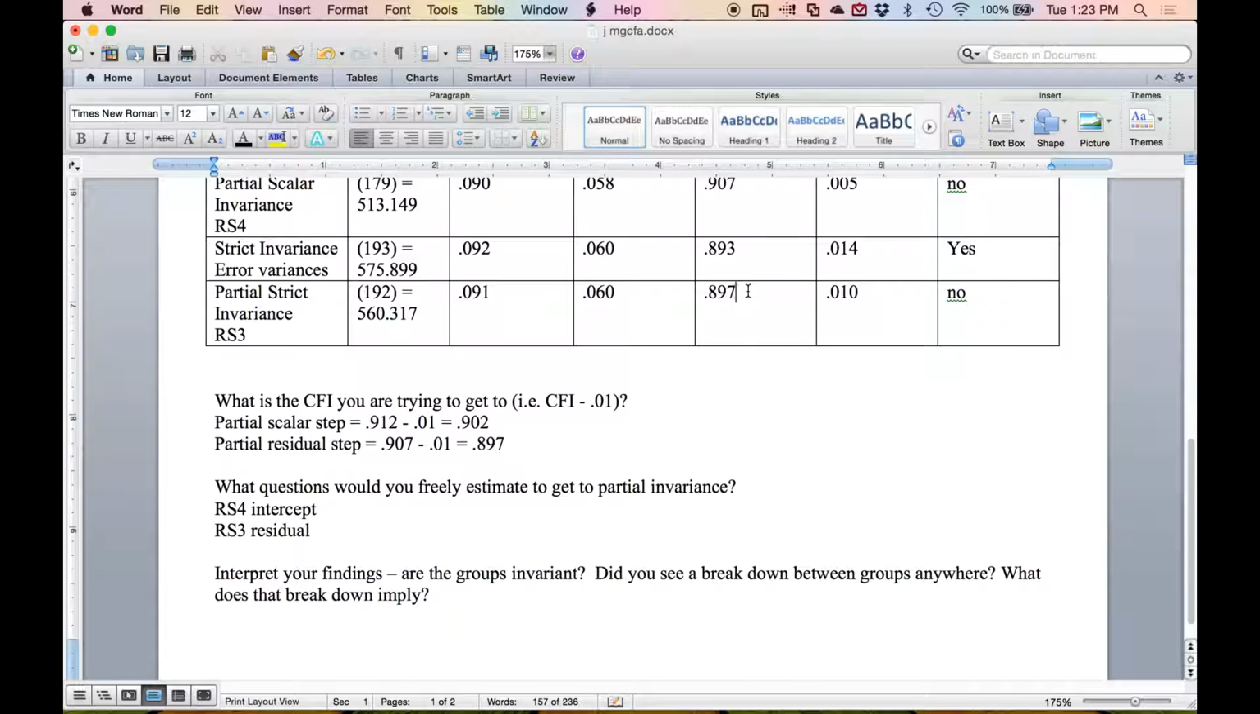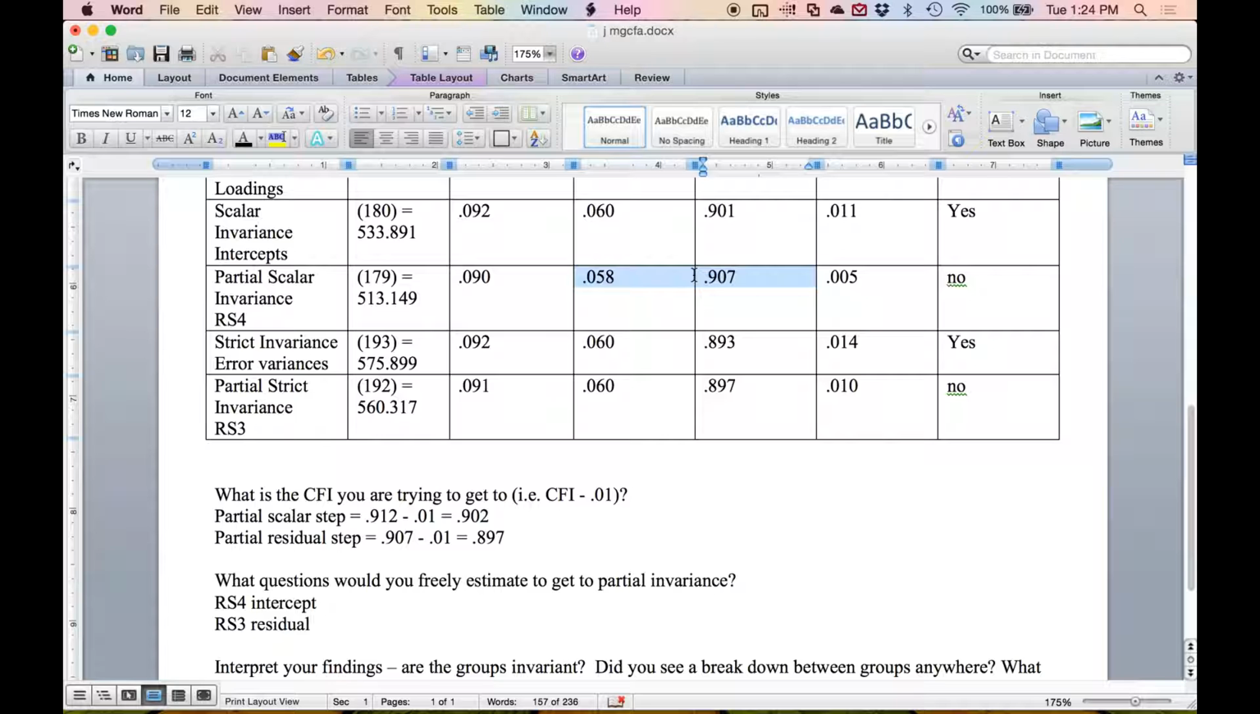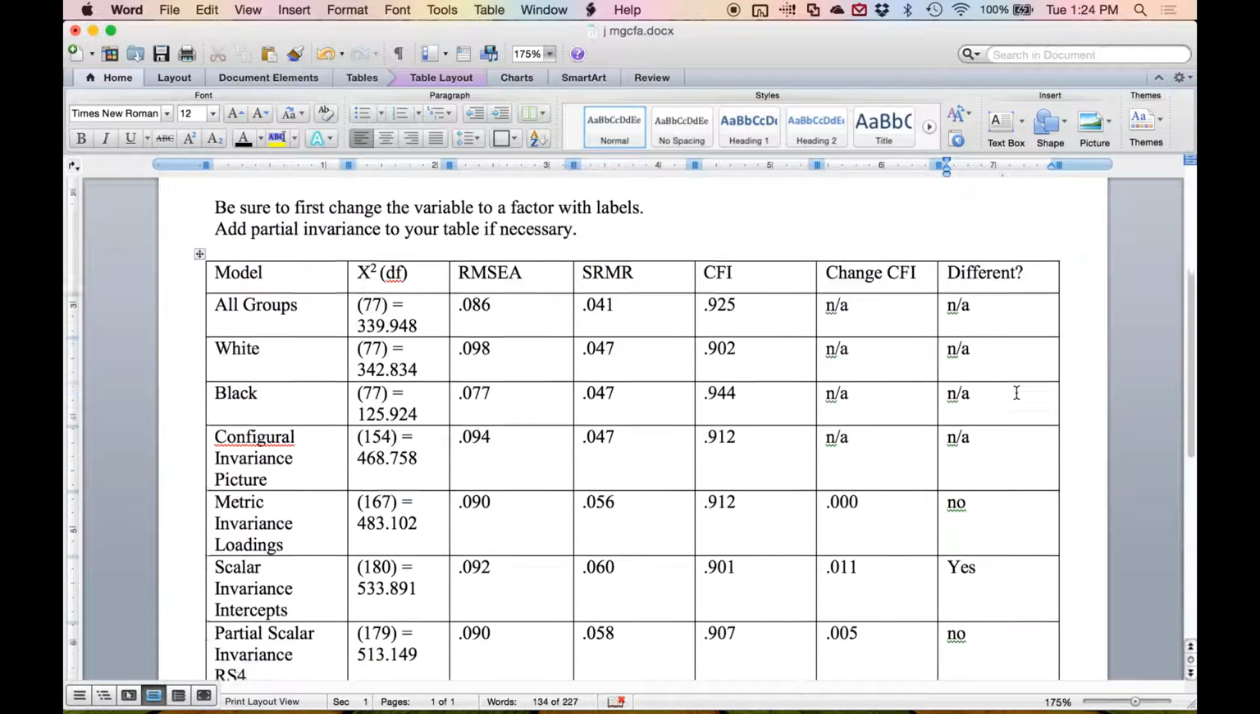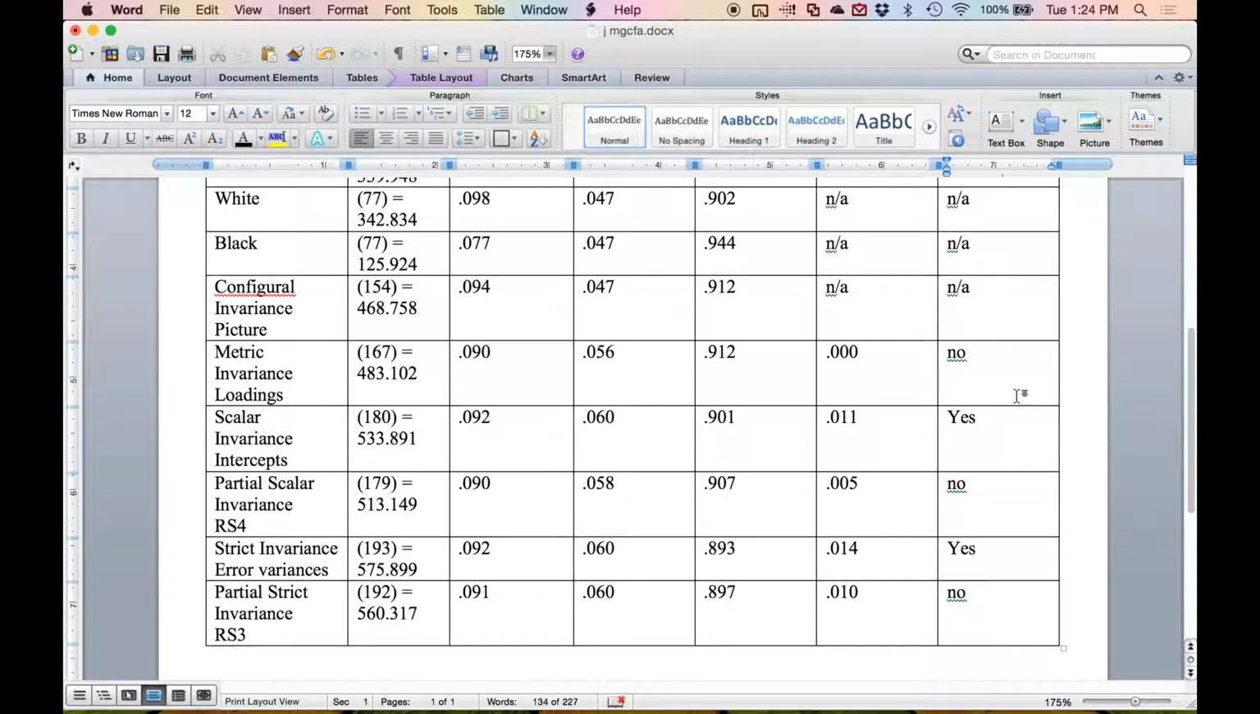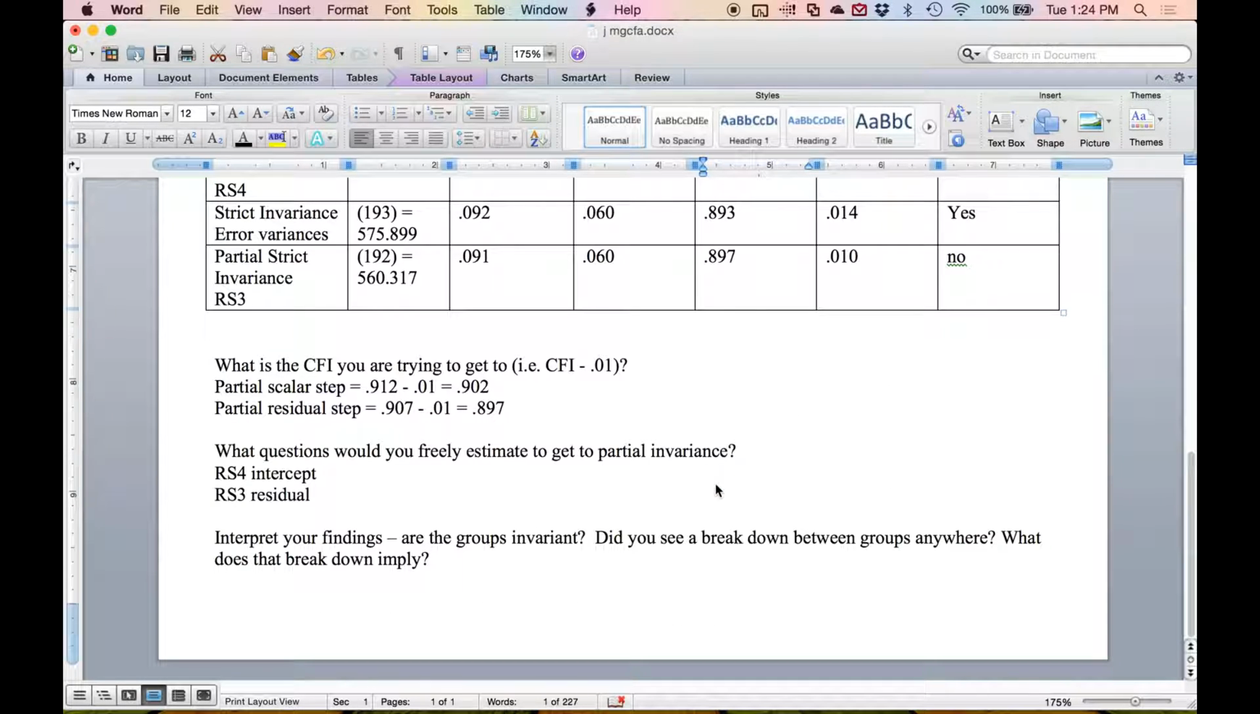And so I'm comparing that, remember, to the last step that worked, the last no, essentially, out in this column. Now, this column isn't required in a write-up. I just have it so you can see what I'm doing. And it's not significantly different from this partial scalar invariance step. And so that really gets me to this last question. Interpret my findings. Are the groups invariant?